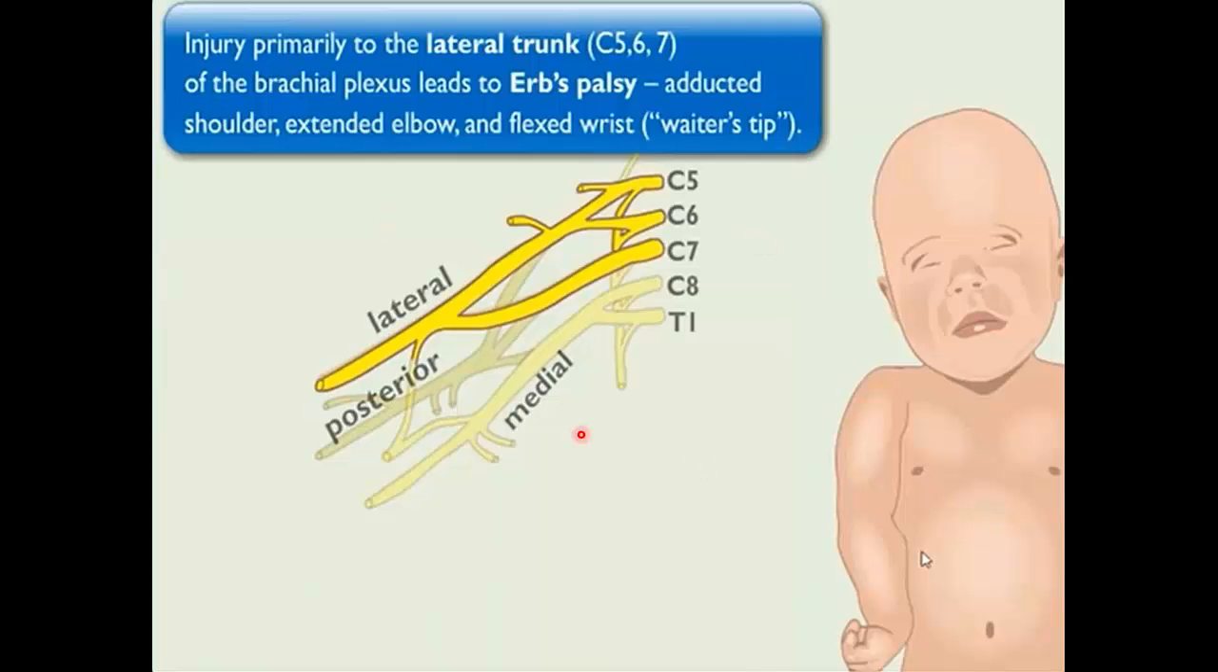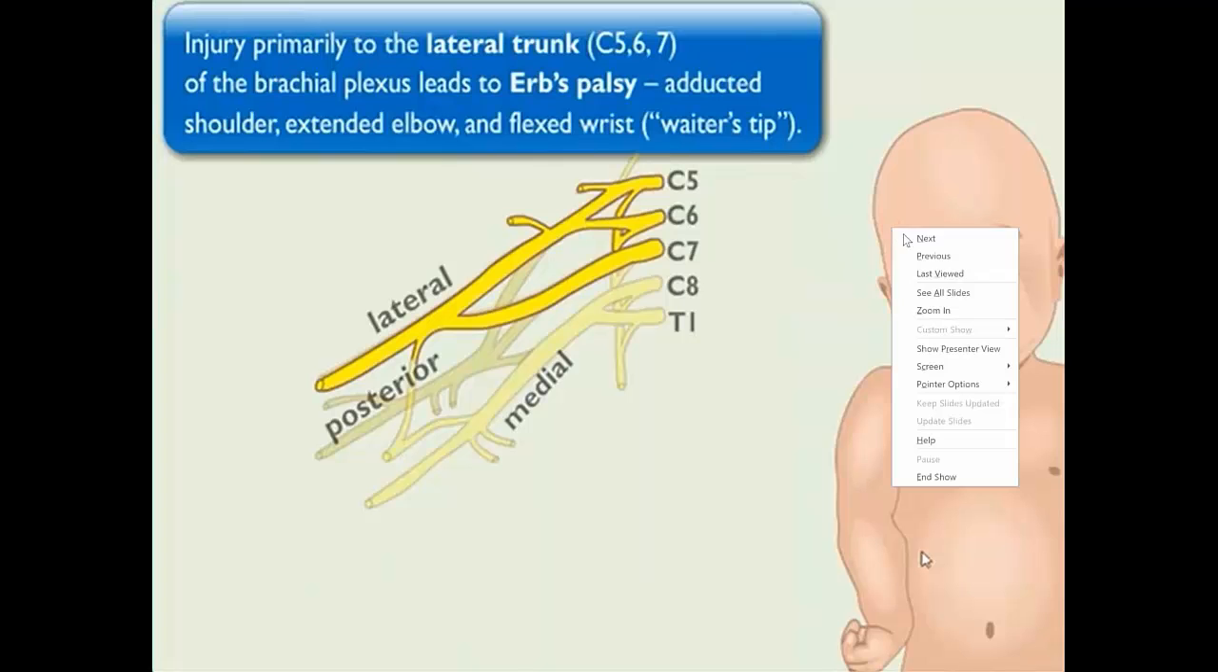Brachial plexus injury is very important. Injury primarily to the upper trunk, C5, C6, C7, is a recall question, and leads to Erb's palsy. Erb's palsy means adducted shoulder, extended elbow, and flexed wrist, the waiter's tip. This is the definition of Erb's palsy, and less than 10% become permanent. Fortunately, more than 90% resolve spontaneously. Erb's palsy originates from injury to the upper trunk, C5, C6, C7. This is the recall question.